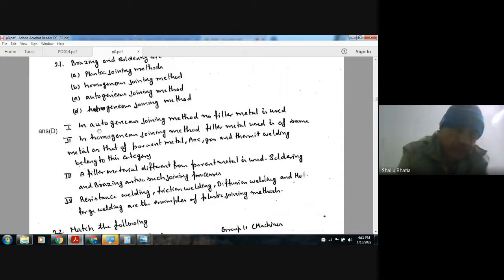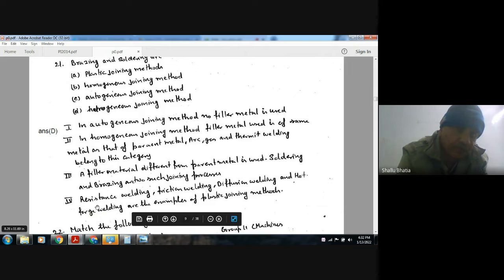Let us read out. In the autogeneous joining method, no filler metal is used. In brazing and soldering, filler metal is used. In the homogeneous joining method, the filler metal used is the same metal as the parent metal, so gas or thermit welding belong to this category. A filler metal different from the parent metal is used in soldering and brazing, which are two such joining processes.